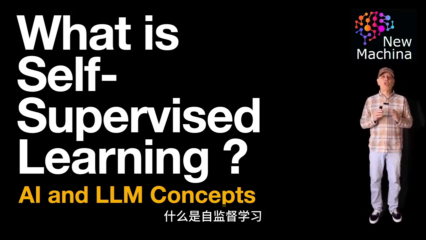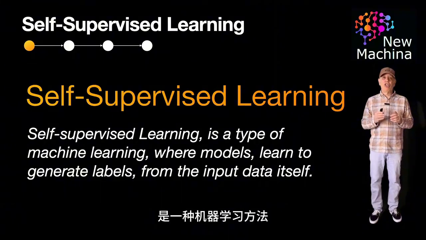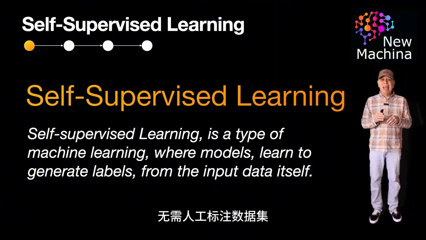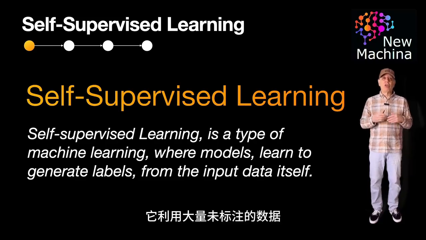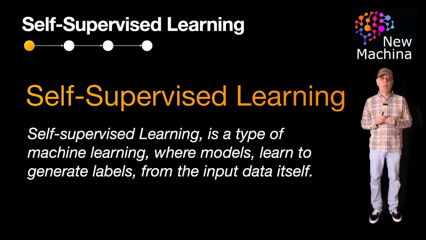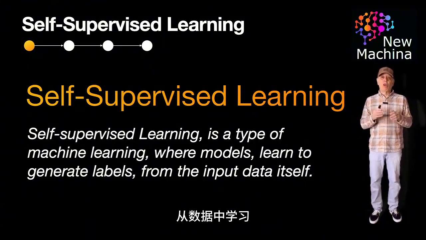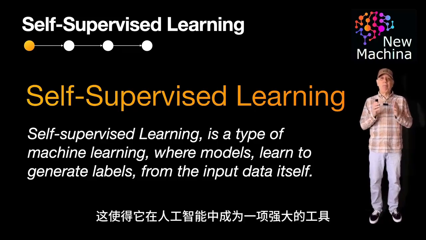So what is self-supervised learning? Well, self-supervised learning is a machine learning approach where models learn to generate labels from the input data itself, eliminating the need for manually labeled data sets. It leverages large amounts of unlabeled data, which is more readily available as compared to labeled data. In simple terms, self-supervised learning allows models to learn from data without needing human-created labels, making it a powerful tool in AI.